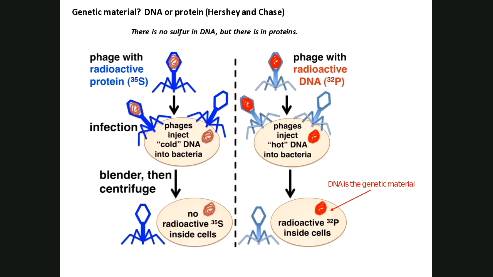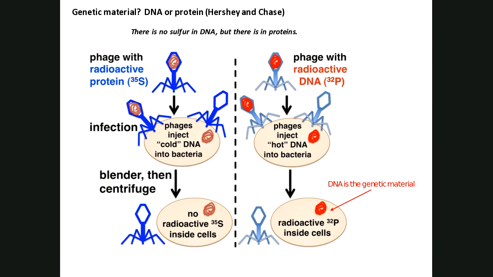So they took another phage. This time, in the head of the phage, the red squiggly stuff is radioactive DNA. Radioactive DNA that has been made radioactive by the phosphorus, okay? So the phage injects that, what we would call hot DNA, into the bacteria. Hot because we can see it radioactively.